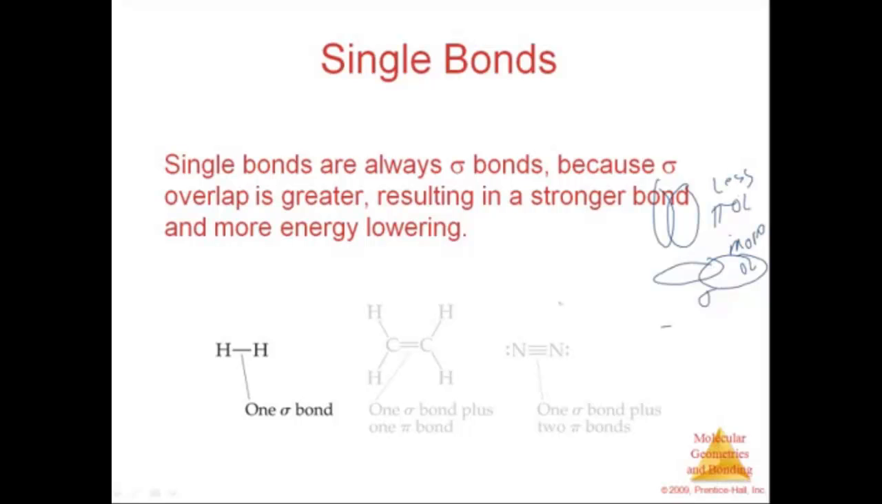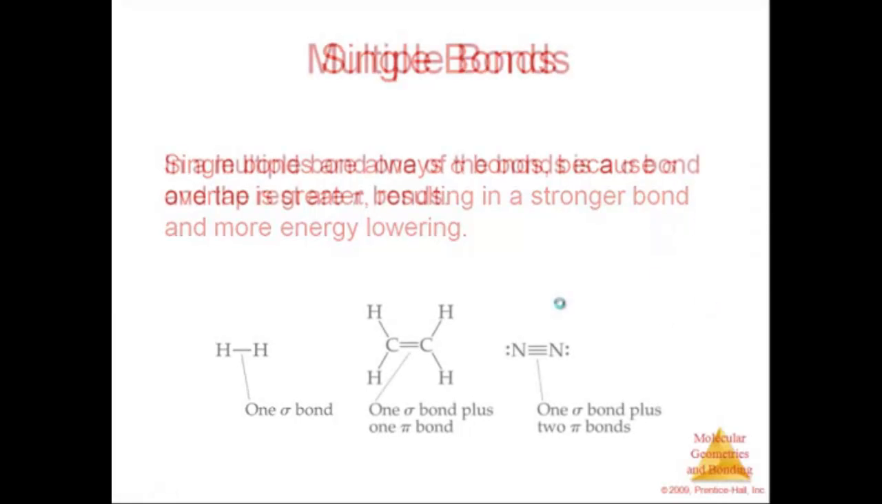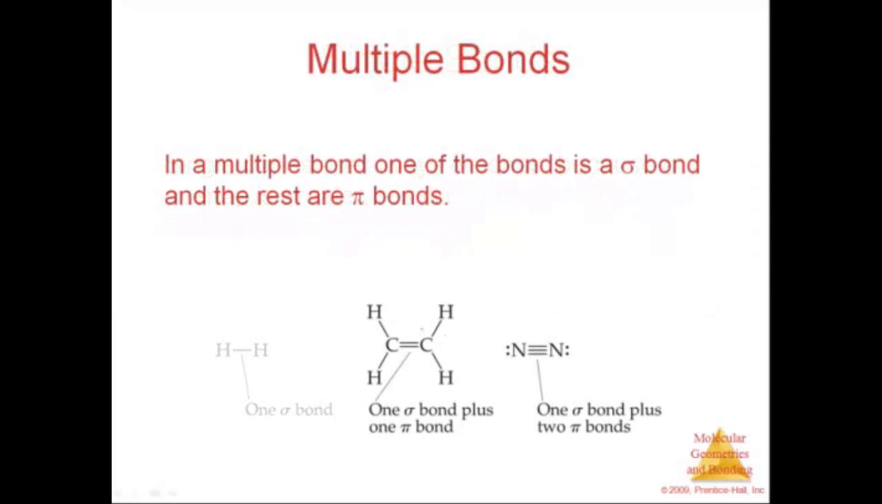Okay. If you have a double bond, what you have is one of these is sigma and one of these is pi. If you have a triple bond, one of these is sigma and the other two are pi. So within a bond, doesn't matter if it's single, double, or triple, there can only be one sigma. And then if you add a multiple bond, they're going to be pi.